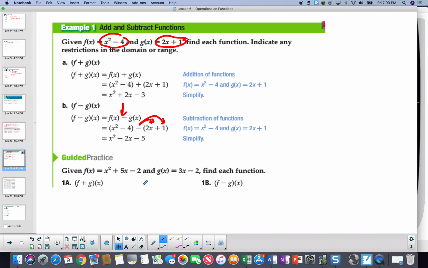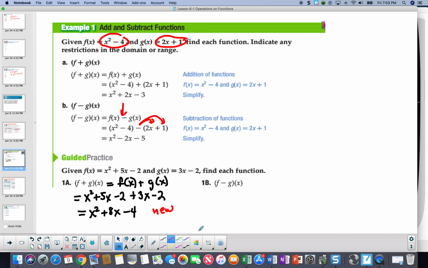All right, let me do a problem from scratch. And so this is f of x plus g of x. So f of x is x squared plus 5x minus 2. G of x is 3x minus 2. Combine like terms: x squared plus 8x minus 4. And this is our new function.